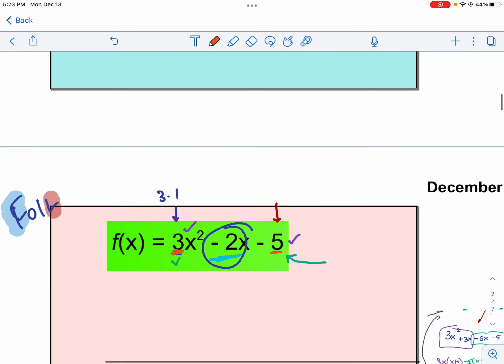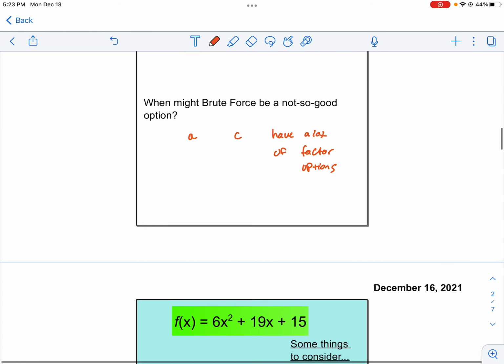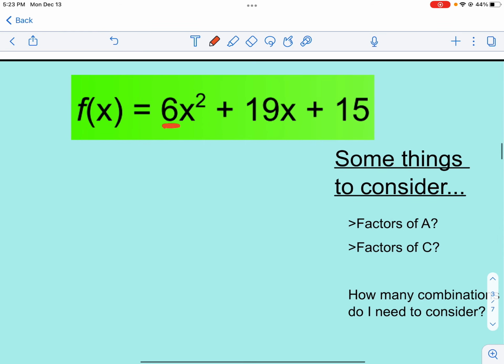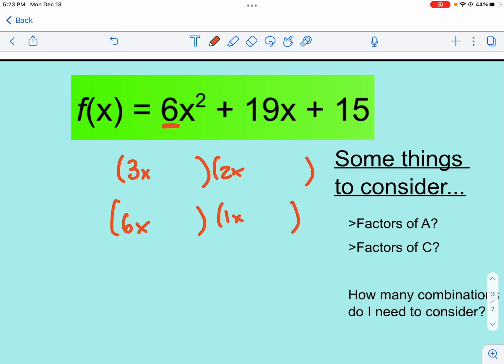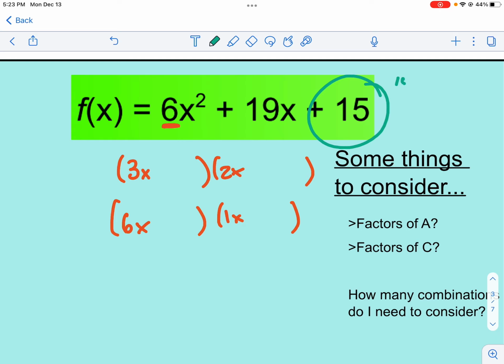So if you think through this one, right, A was 3, which, like I said, guarantees our equation to have a 3x and an x. There's no other way to get 3x squared there. For -5, the only option is -5 times 1 or +5 times -1. There's only two options there. If you look at this next example down below, my first two could be 3x and 2x. It could be 6x and 1x. So now I have multiple A terms to deal with. And additionally, this could be 15 times 1. This could be 3 times 5.